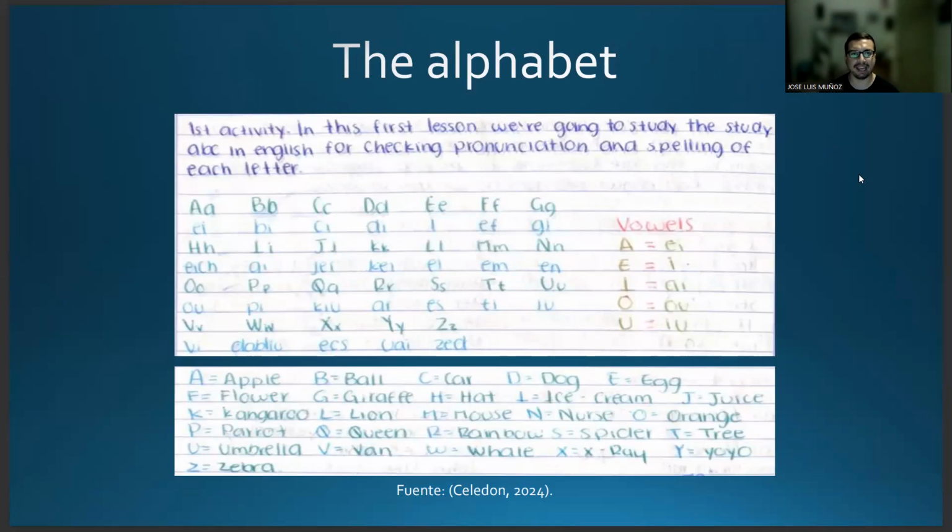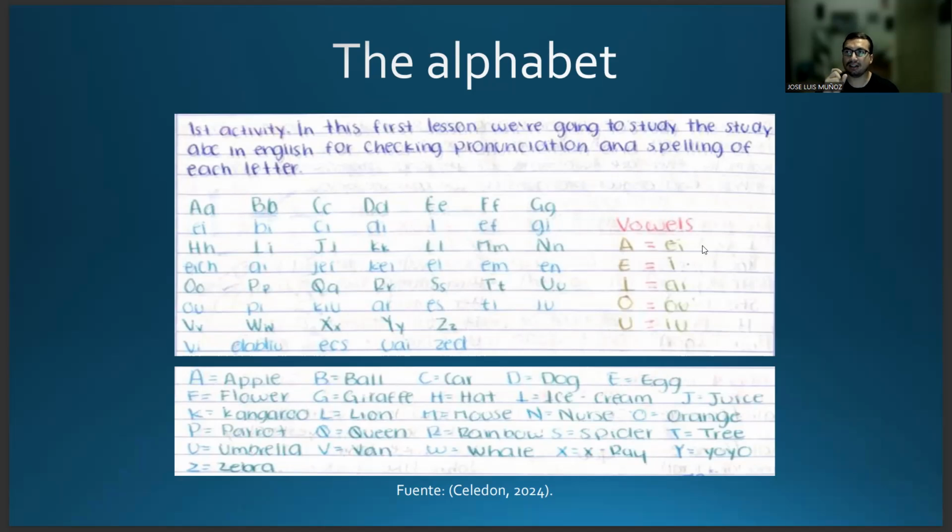Here we have A, B, C, D, E, F, G, H, I, J, K, L, M, N, O, P, Q, R, S, T, U, V, W, X, Y, Z. Here we have the alphabet. Also, we have the vowels. On the right side, we have the phonics, the sound of the letter A.